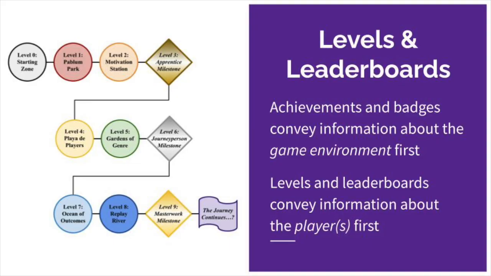A good way to think about the distinction is that achievements and badges are connected to things that exist in the game environment, options or objects that have some real existence in the game, and they give feedback on a player's relationship to those objects. Whereas levels and leaderboards give information about players themselves directly without being connected to any specific piece or system in the game.